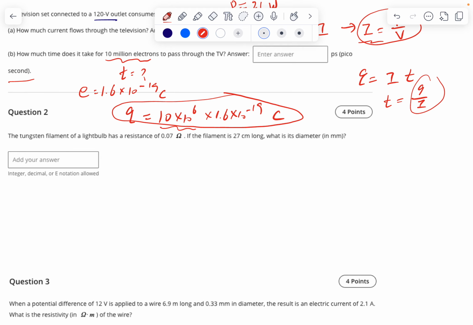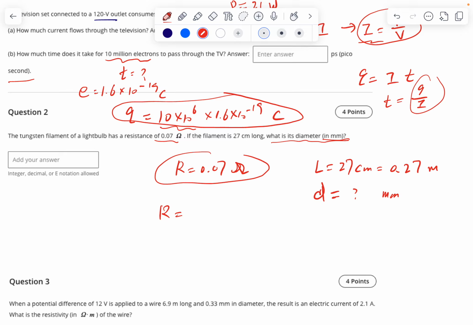Number two: a tungsten filament of a light bulb has resistance R equal to 0.07 ohm. If the filament is 27 centimeters long, so this equals 0.27 meter, what is the diameter in millimeters? So we're looking for diameter, D, in millimeters. What we know here is the resistance, and the resistance equals resistivity times length over area. Looking for D.